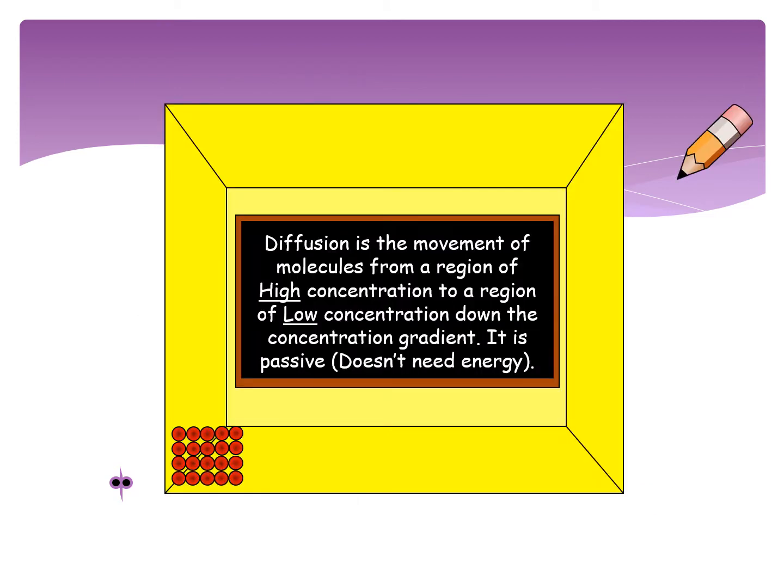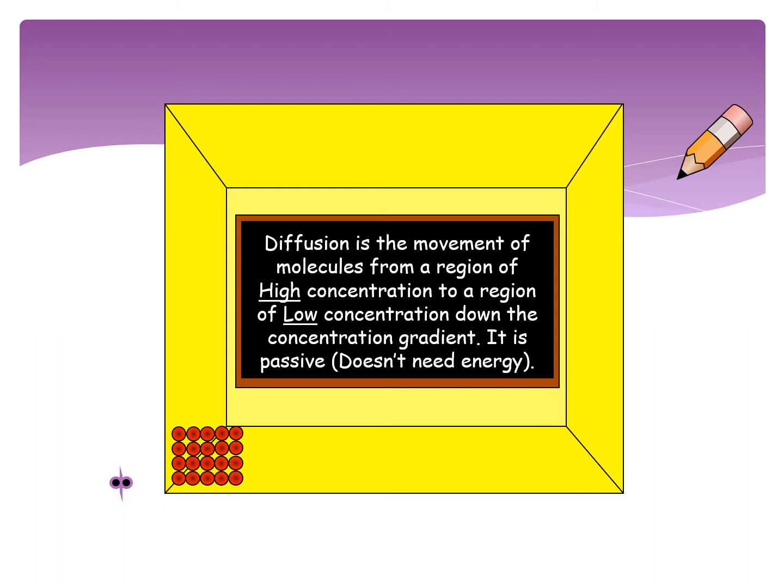So if you get asked what is diffusion, the answer that you need to be able to come up with and reproduce is that diffusion is the movement of molecules from a region of high concentration to a region of low concentration down a concentration gradient, and it is passive, it does not require energy. You need to be able to say that, you need to be able to write it out many, many times. So that is what you say if you get asked what diffusion is.